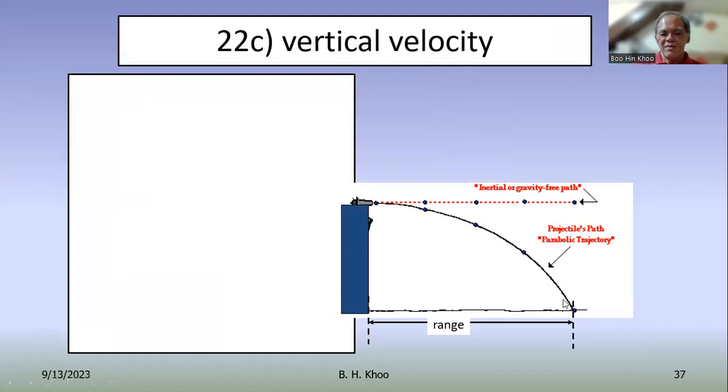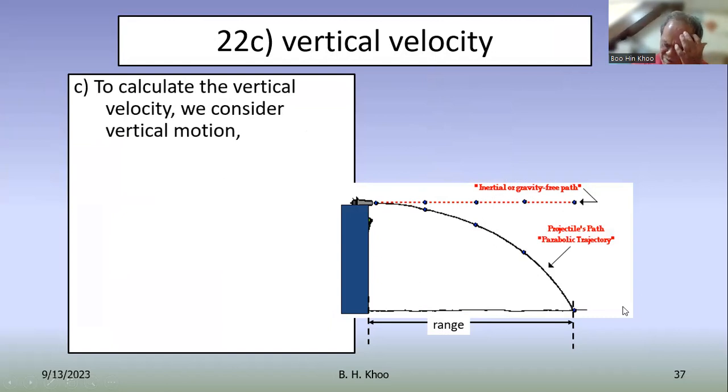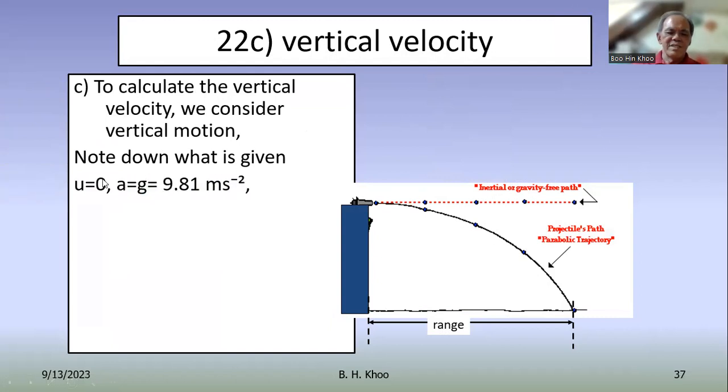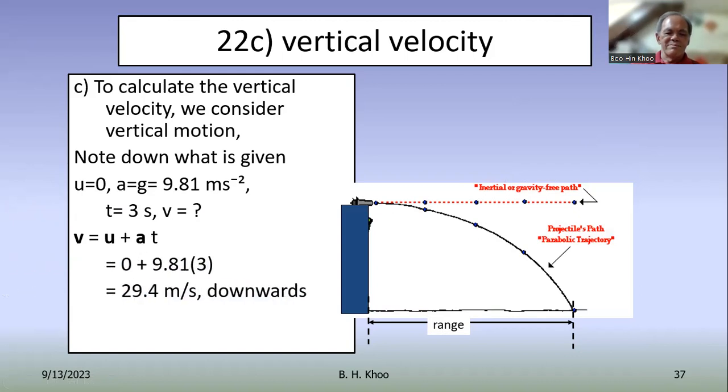Vertical velocity, where I reach here. So we consider vertical motion. First thing, note down what is given. It's just like dropping a ball. Initial speed is 0. Acceleration, we take downward as positive, is 9.81. t is 3 seconds. And we can calculate our v. Choose the right formula, put in the formula, calculate out.